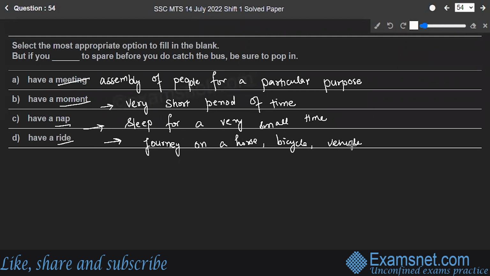So as per the meaning of the given sentence, which word exactly fills? But if you have a moment to spare before you do catch the bus, be sure to pop in. This is the correct word to fill in, because moment here means we are talking about time. Okay, so option B is the correct answer to the question. Hope you are clear with this.